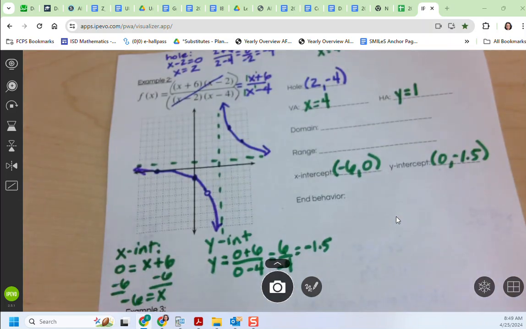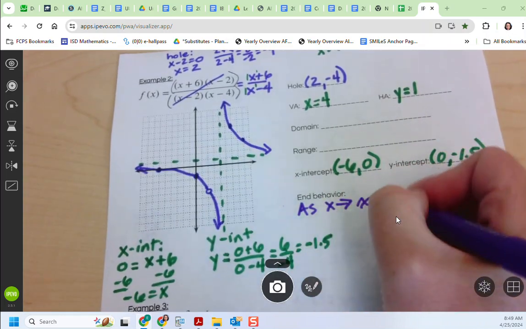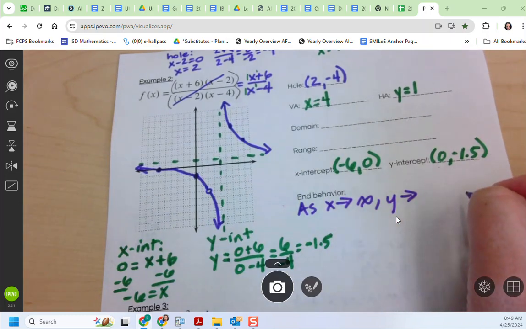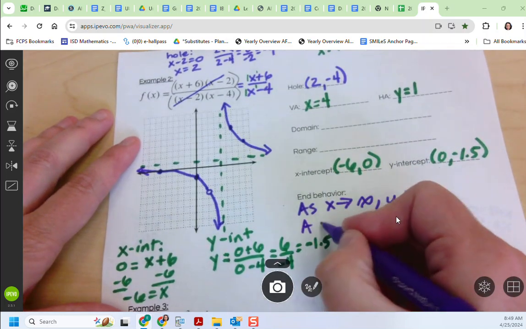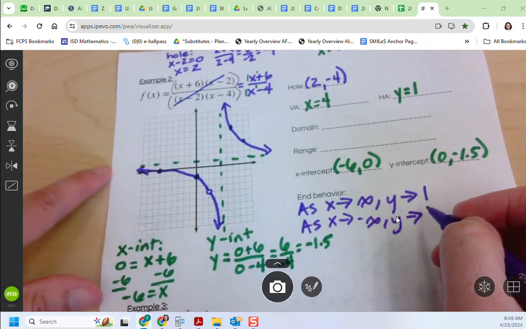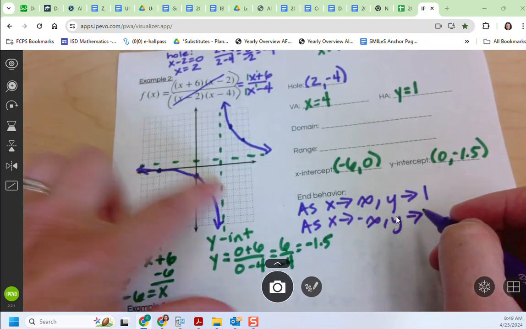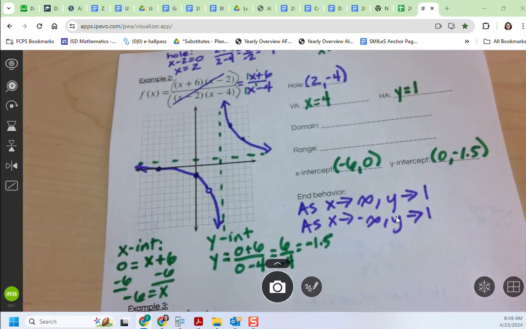End behavior is going to be the same as in the last lesson. Domain and range has a little twist because we have to leave out the hole and the asymptote. So we're going to do that. For end behavior, as x goes to infinity, y goes to what number? 1, yep, it's your asymptote. As x goes to negative infinity, y goes to still 1, right? Still 1. So your horizontal asymptote is going to determine your end behavior on both sides.